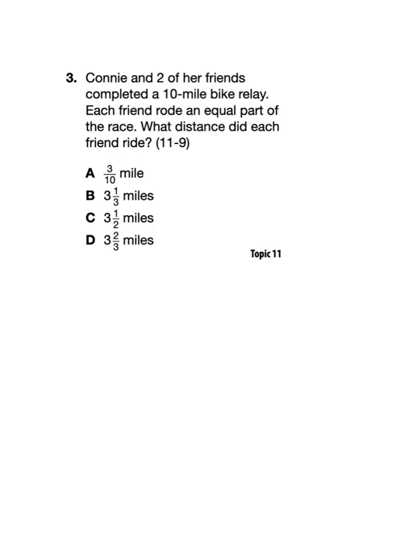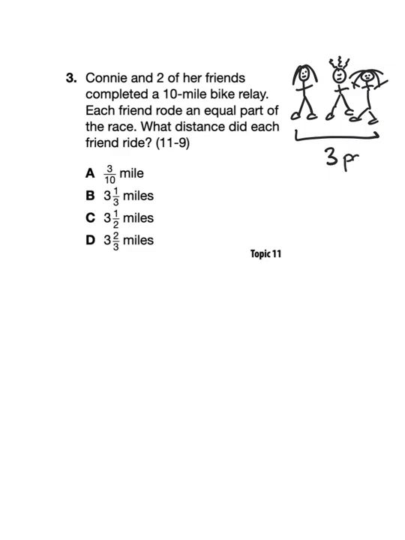Number 3, Connie and 2 of her friends completed a 10-mile bike relay. Now, I always think that drawing a quick sketch is a great way to visualize and understand what's happening in a problem. So here we have Connie. She needs a face. You're right, she does need a face. And 2 of her friends. One friend is having a really bad hair day, but it's okay. All right, so here's Connie and 2 of her friends, and they completed a 10-mile bike relay. So 3 people all together were participating.